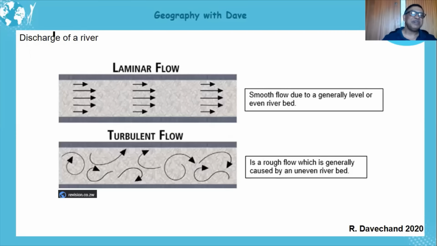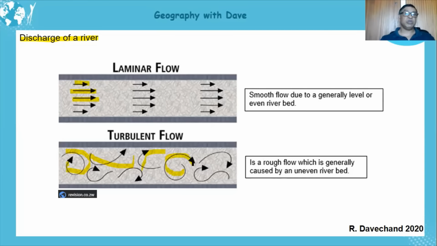Then we have discharge of the river, and we have discharge in two ways: laminar flow and turbulent flow. All right, now if we look here, this is laminar. It's very smooth, eh? Smooth flow. This is turbulent. You can see it's moving around, and it's moving around. It's still getting into a direction. It's moving in that direction, but it's turbulent.